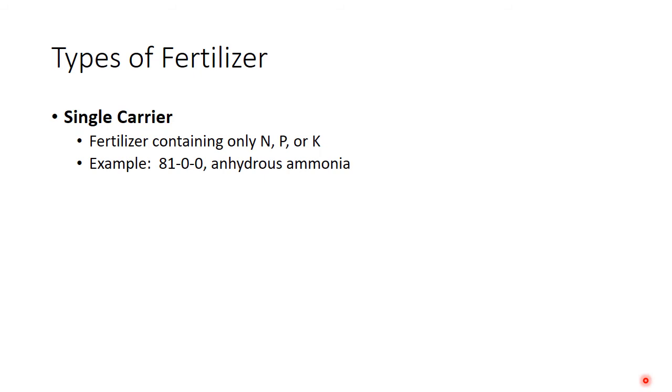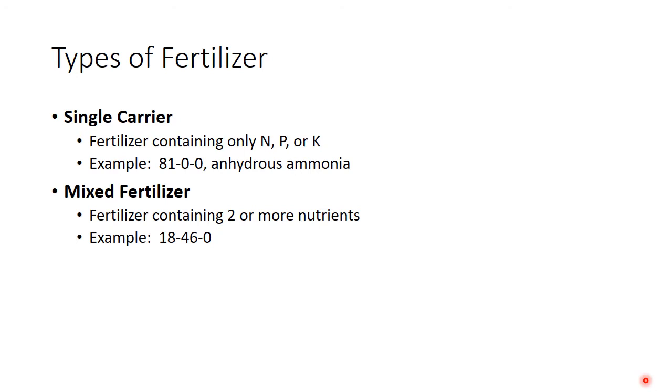All right, so now we've covered the content of the nutrients, or at least the NPK in fertilizers, and how to do a cost comparison. Now let's talk about types. So there are single carriers, which only contain one of the 3 main nutrients: nitrogen, phosphorus, and potassium. So anhydrous ammonia, 82-0-0, would be an example of a single carrier. Mixed fertilizers have 2 of the 3. So in this case, we have 18-0-46. So we have 18% nitrogen, 46% K2O.